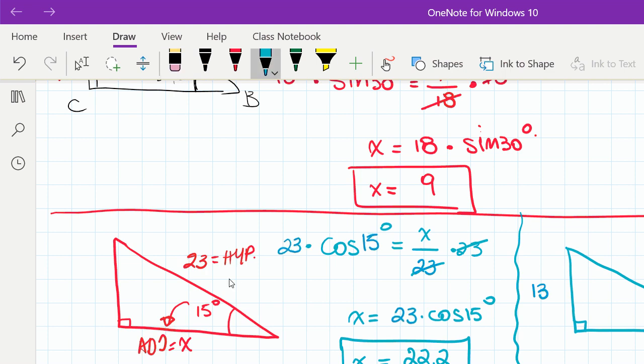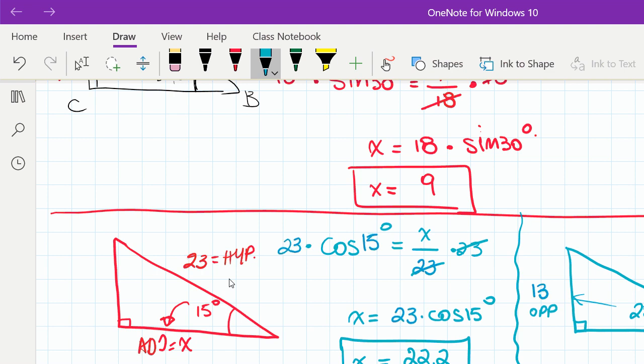So 13, and this angle here is equal to 25 degrees. And we are looking for the hypotenuse. So now, in relation to the given angle, the 13 is the opposite, and x is the hypotenuse.